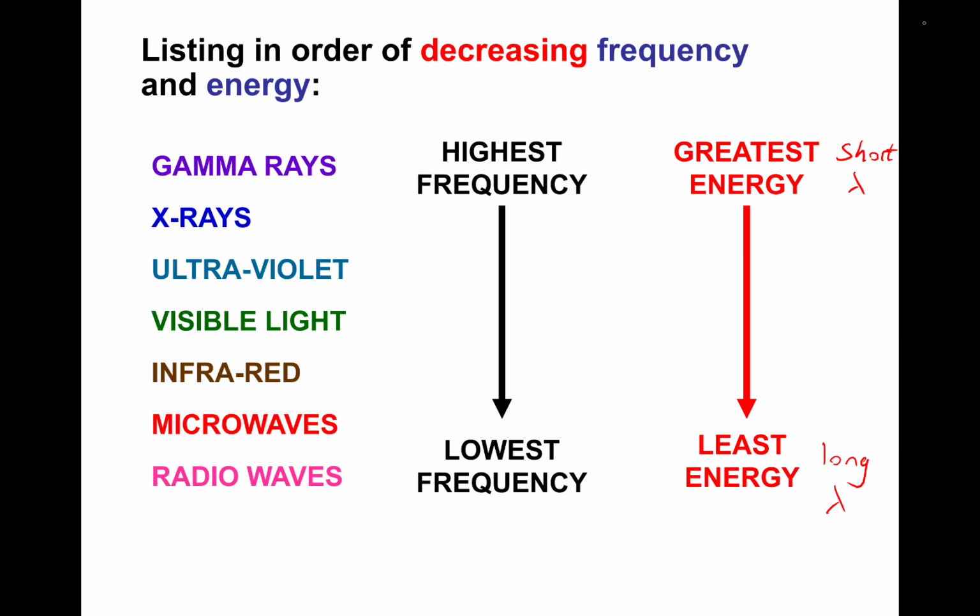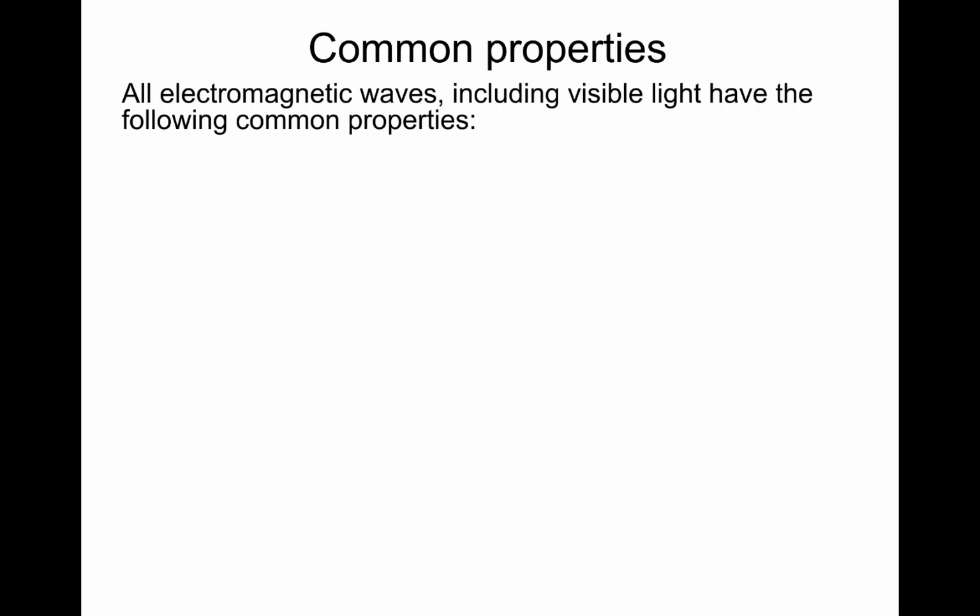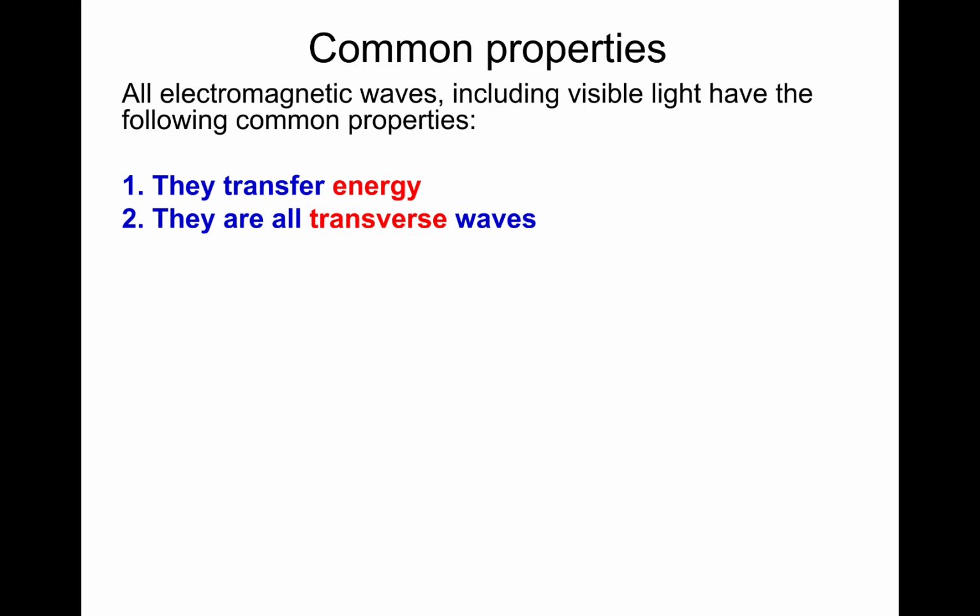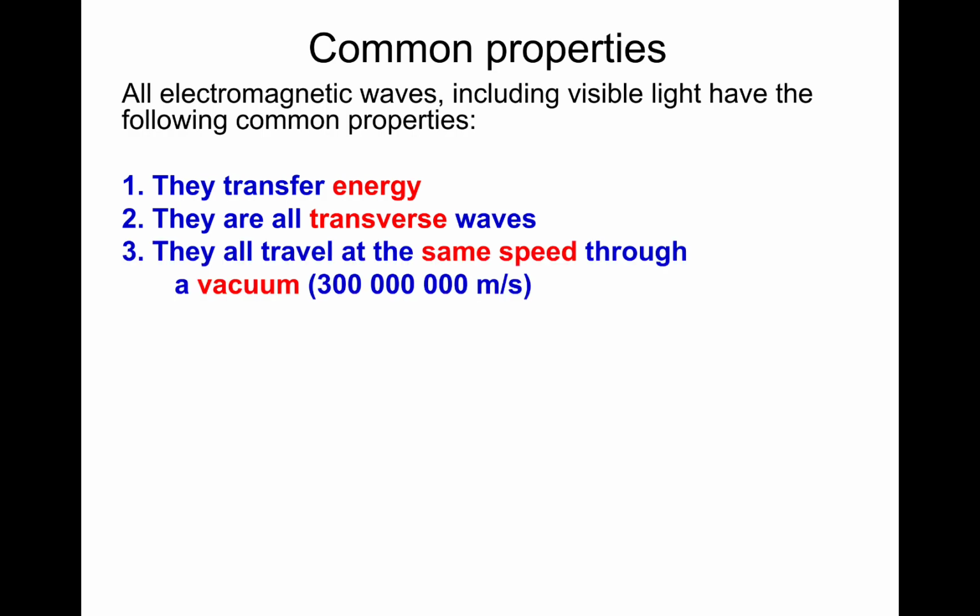All right, let's move on. So we need to know some common properties. All electromagnetic waves, including visible light, have the following common properties. They all transfer energy. They're all transverse waves. We did that in lesson 1.